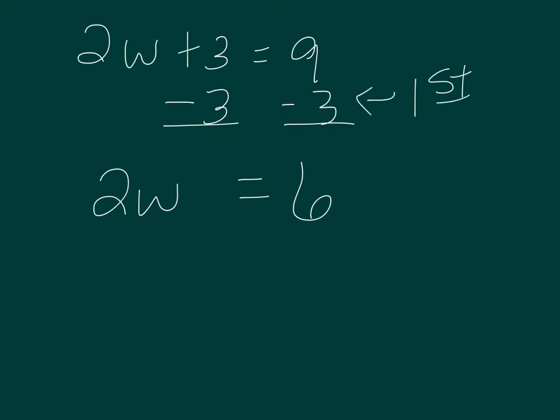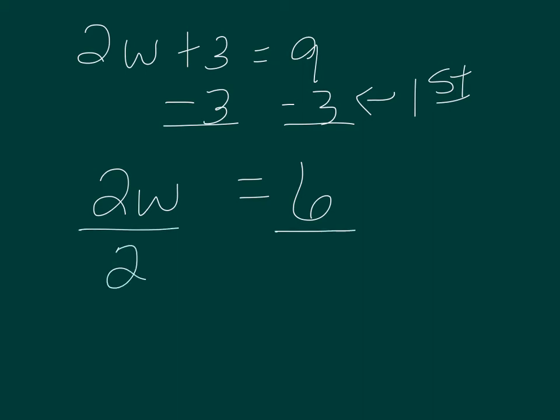Now our second step is to isolate the variable, get the variable all by itself by doing the opposite. Well, what is happening to the variable here? This 2 right up against it means multiply. So this means 2 times w. Well, what's the opposite of multiplying? Dividing. So we're going to divide by 2.